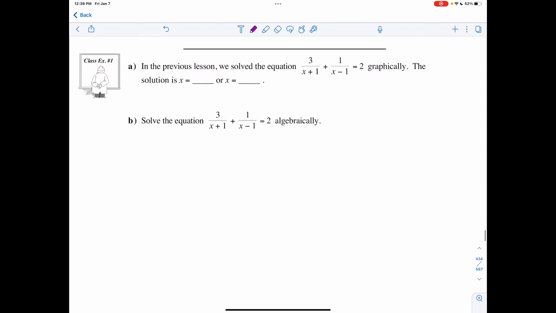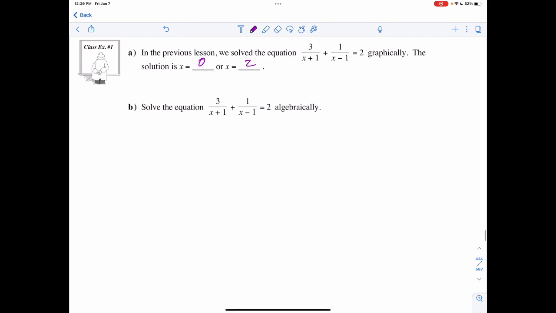So when we did the first example graphically in the last lesson, we said that the solutions were that x was either 0 or 2. Now we're going to prove that algebraically. So given that it's x plus 1 and x minus 1, I know that x cannot equal positive or negative 1.